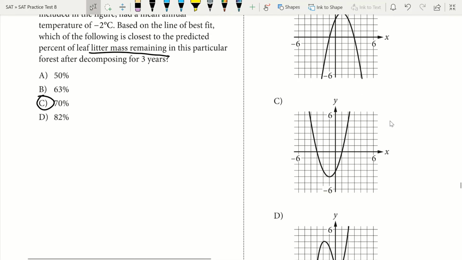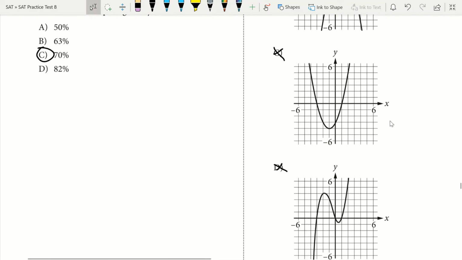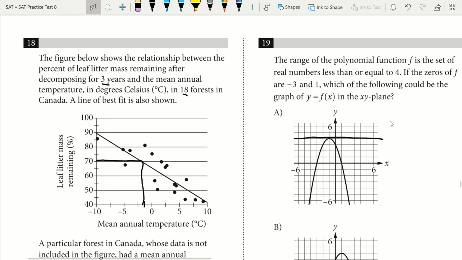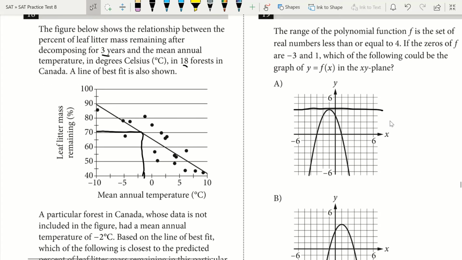So any equation where I go above it, such as C and such as D, I can go ahead and X out. Next, I'm told that the zeros of f are -3 and 1, which means my x-intercepts are -3 and 1. I see I have that in A, and I don't have that in B. All right, so my answer is A.